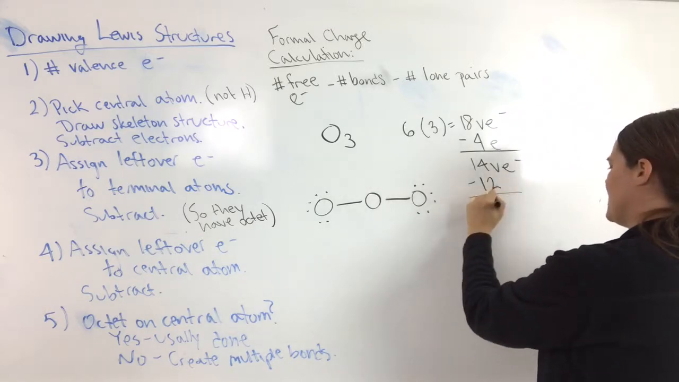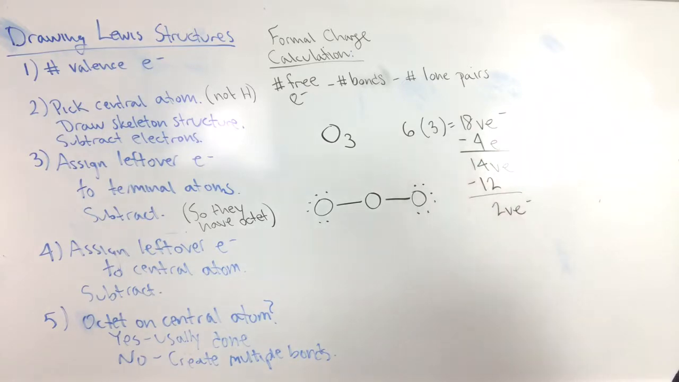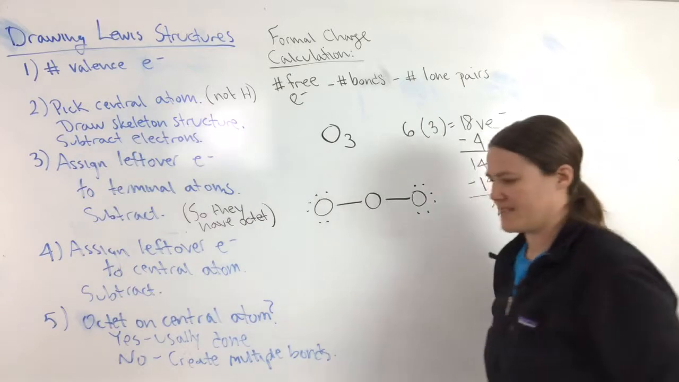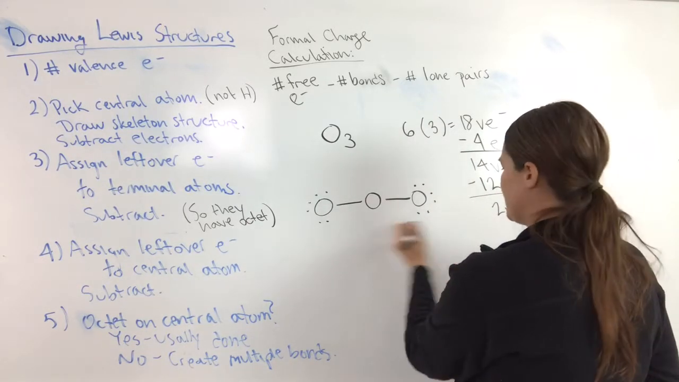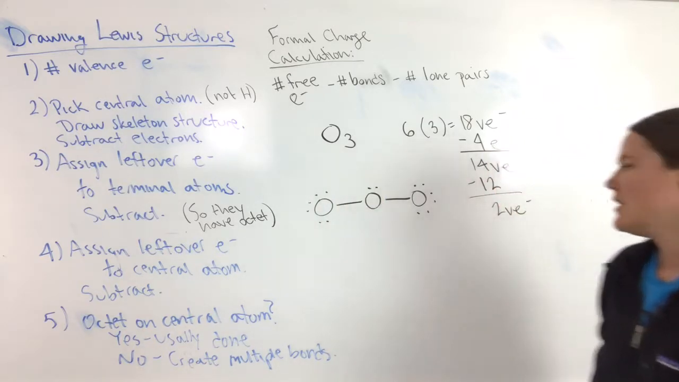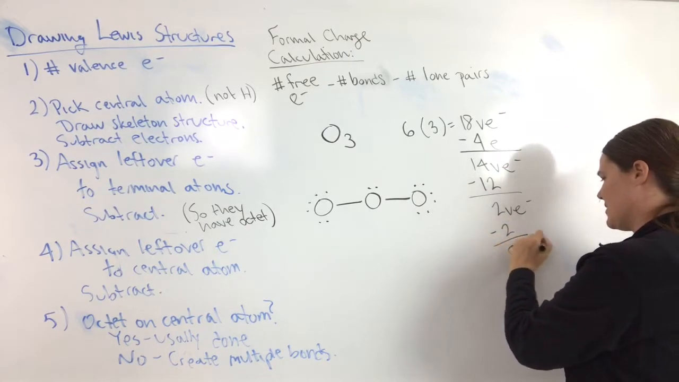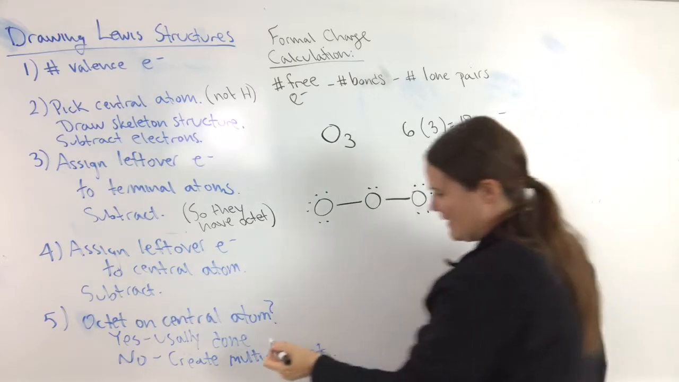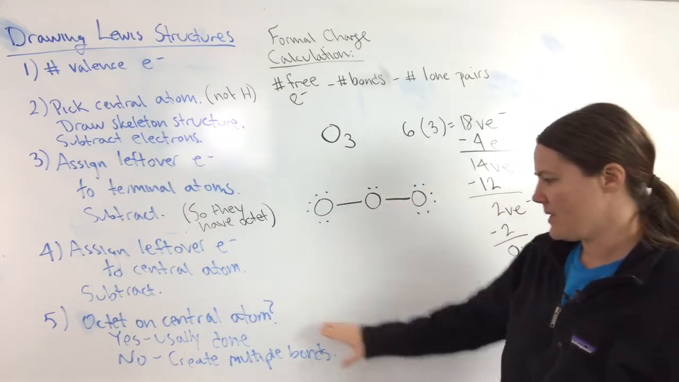So minus 12, we have 2 valence electrons left to place. So now the next rule, assign leftover electrons to the central atom. We have 2 left, so we're just going to go ahead and put those on the central oxygen. Subtract those, so now we have 0 valence electrons.